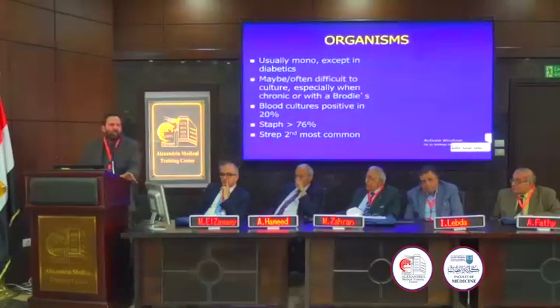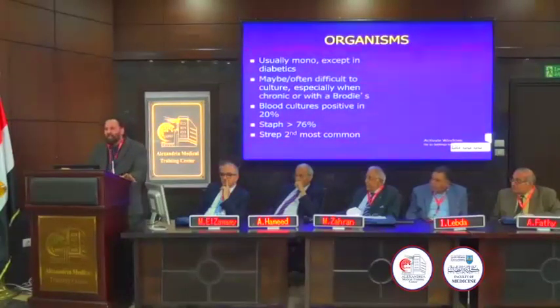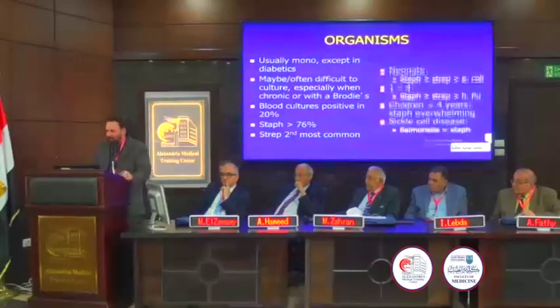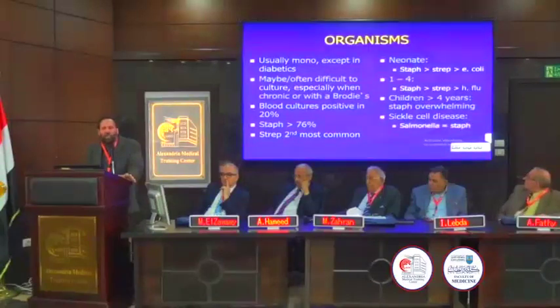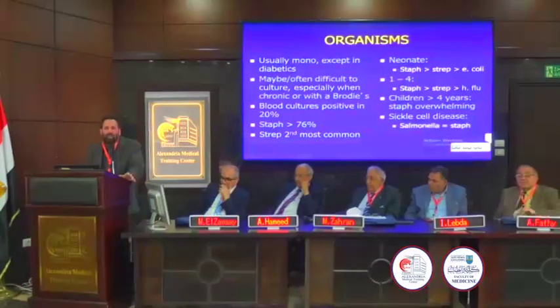Now the most common organism is almost always staph, and the second most common organism is strep. And we'll talk a little bit about tuberculosis in a minute. In children and neonates, that's the same, except in neonates, E. coli is third, and in young children, if they haven't received vaccine, H. flu is third.